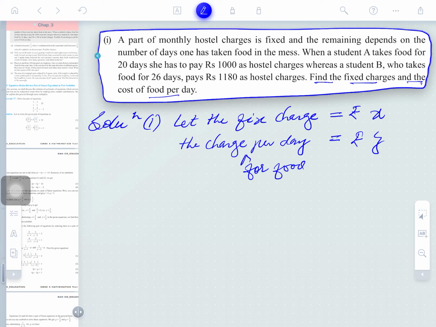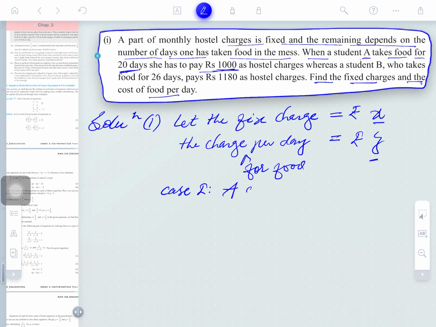So how is the hostel charge made here? Obviously the hostel charge will be made here: fixed charge plus mess charge. Clear? So what is the first case saying? Case 1. Please read case 1. A student A takes food for 20 days and she has to pay rupees 1000. So what is it saying? Partly the hostel charge is fixed and the remaining depends on the number of days.